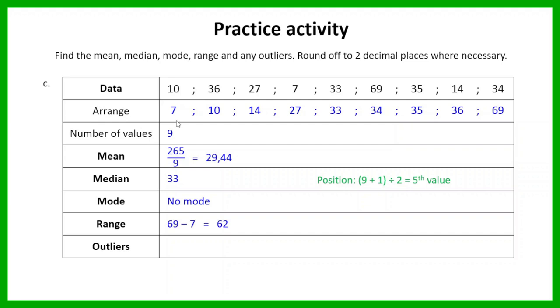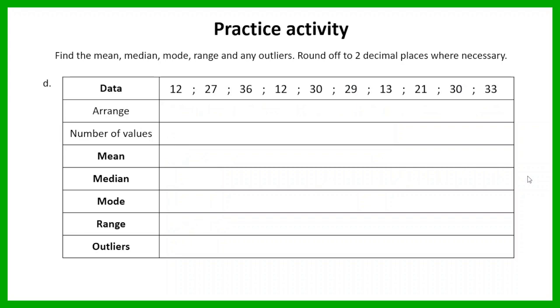And then outliers in this example, most of the data is sitting from 7 to 36. But if you look over here, the 69 is way, way, way out of that. So the 69 is an outlier in this example. Right, then the last example that you're going to do for today is this one over here. I'm going to give you 2 minutes to work on this example as well.